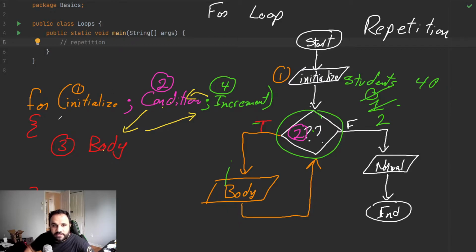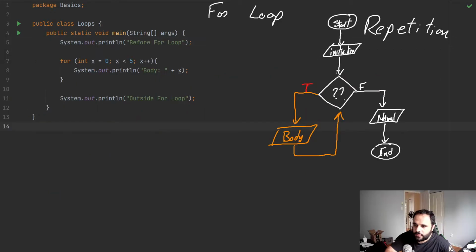So let's try that inside code. So here's my for loop, and we're going to discuss it in a second, but just notice a couple things that's going on.